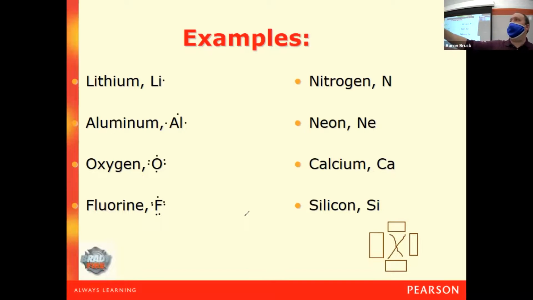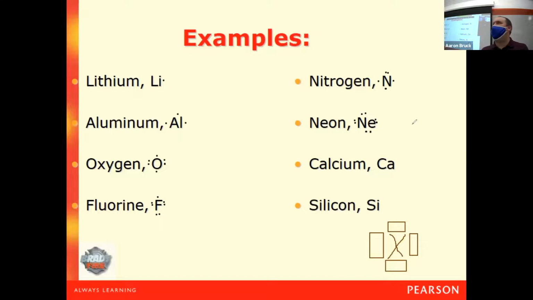Nitrogen. Nitrogen is in group 5A, group 15. 5 dots. 1, 2, 3, 4, 5. Neon. Neon is in group 18, group 8A, 8 valence electrons. It is a noble gas. 1, 2, 3, 4, 5, 6, 7, 8. All 8 valence electrons there around neon.